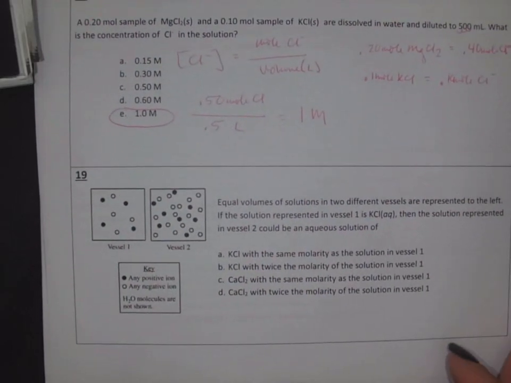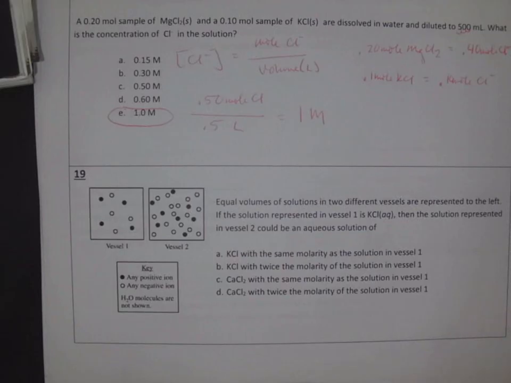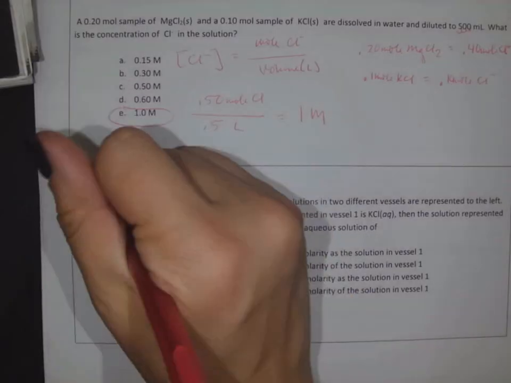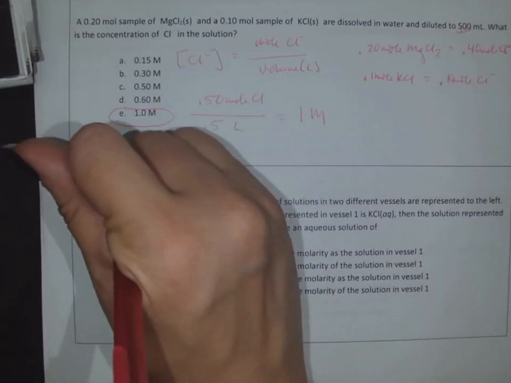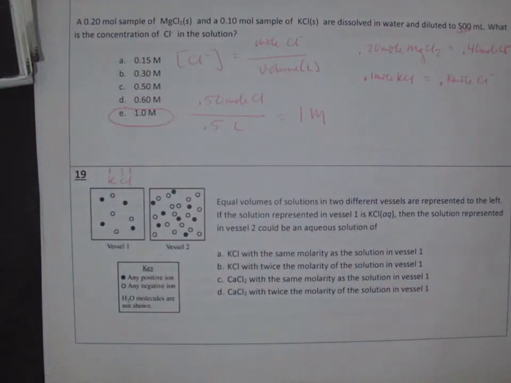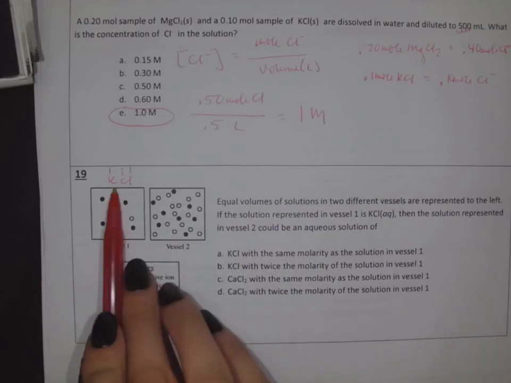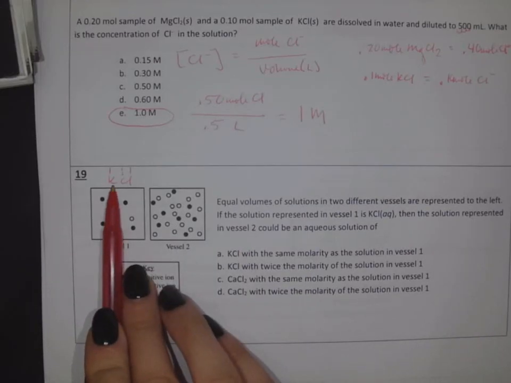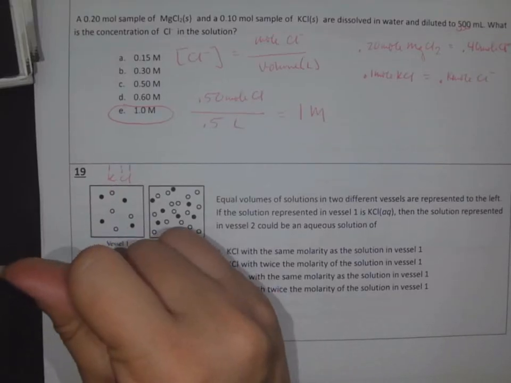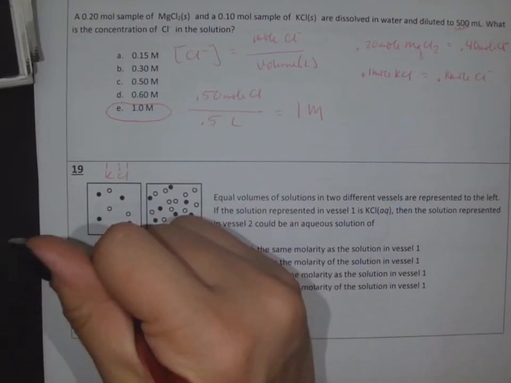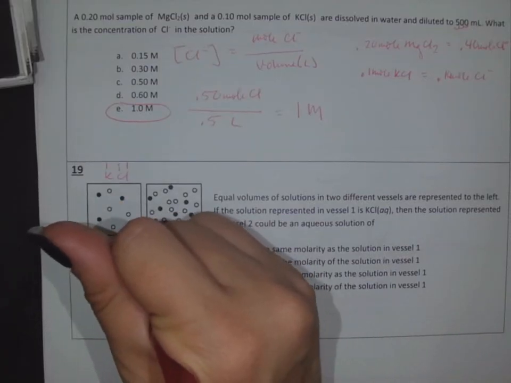Number 19. Equal volumes of solutions in 2 different vessels are represented to the left. If the solution represented in vessel 1 is KCl, notice this is a 1-to-1 ratio for the ions there. Then the solution represented in vessel 2 could be an aqueous solution of... Okay, so positive ions, negative. So potassium is my metal. Metals form cations. So that must mean for this one there's 1, 2, 3, 4 potassiums, and there's 4 chlorines.